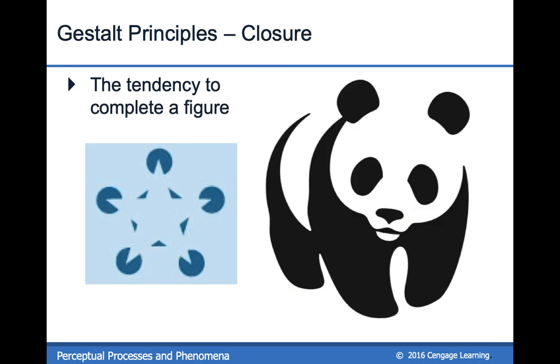Another principle is closure. So we have a tendency to complete a figure. If you look at the image here, you probably see a star, even though there are no lines. It's just triangles and little Pac-Men. So there is no line across here, but our brain fills it in. Same thing happens with the World Wildlife Federation panda. There's no line here to connect his ear or his eyes to his nose. They're all kind of just floating in space. But with closure and continuity, we put those things together and we fill in those lines in our heads.